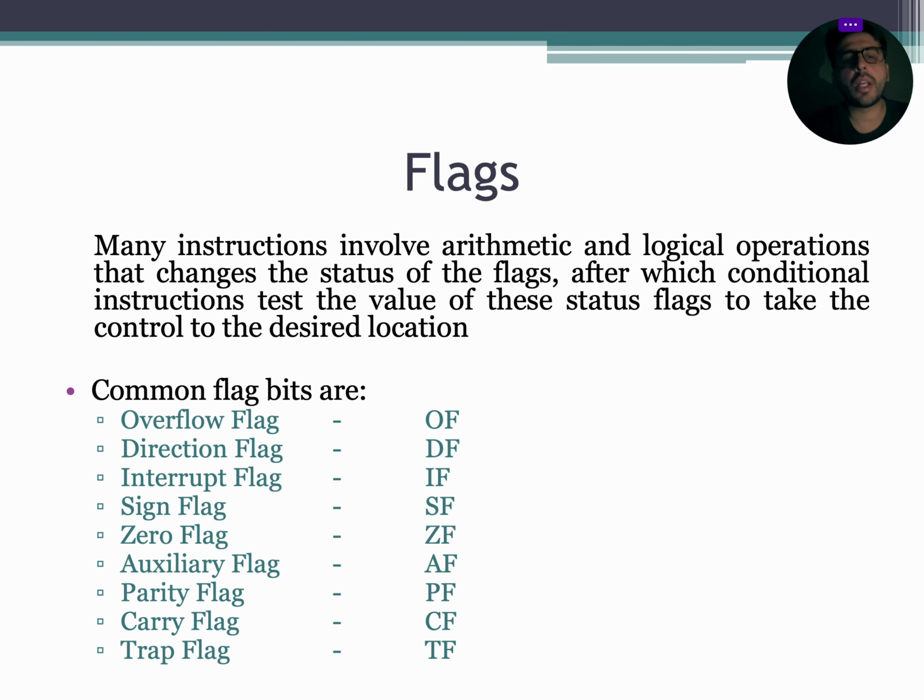Let's begin our lecture. Various arithmetic and logical instructions change the status of the flags, after which conditional instructions test the value of these flags to take control to the desired location. There is a list of flags which will be discussed one by one in this lecture. Do remember that initially all flags other than interrupt flag are 0.